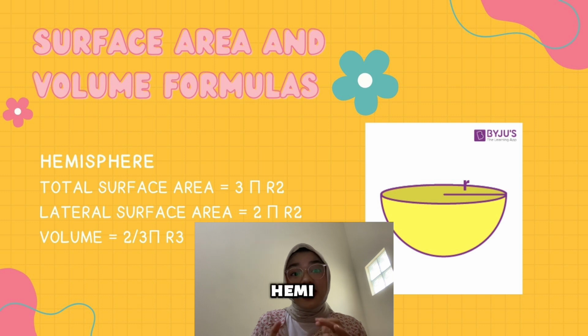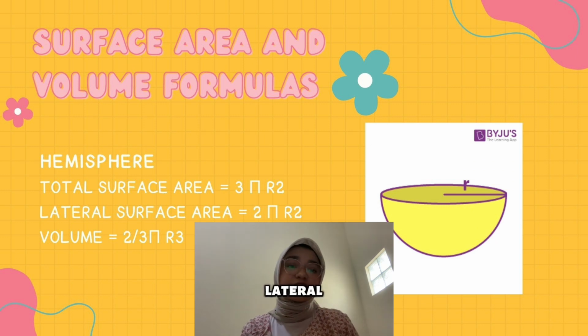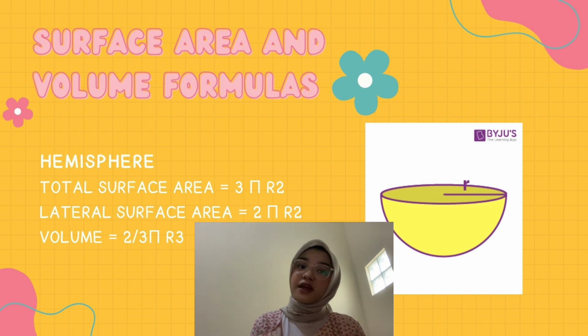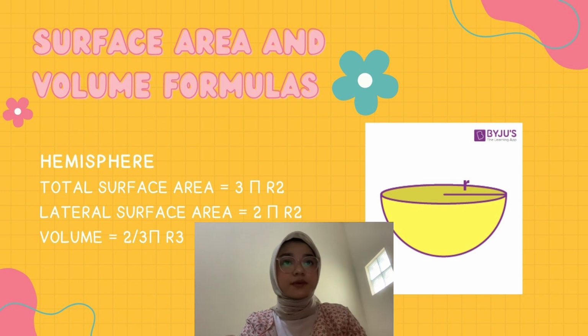And the last, the hemisphere. The total surface area is 3 times pi times radius squared, and lateral surface area is 2 times pi times radius squared. And the volume is 2 divided by 3 times pi times radius cubed.